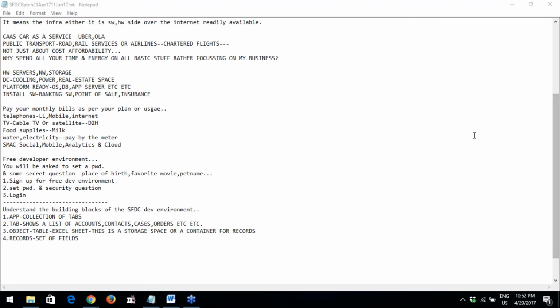Anyone has any question? Okay, there is a question from Hardik. Can object be termed as entity? No, it won't be appropriate, Hardik, to term it as an entity. You can compare it with a table that you have seen in an Excel sheet. So it's like a storage space where you store all your records. It's a container for your records. So you can't term it as an entity.